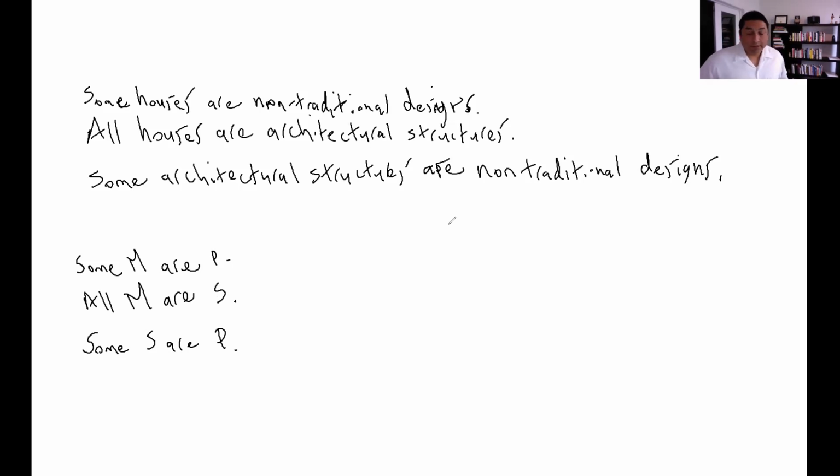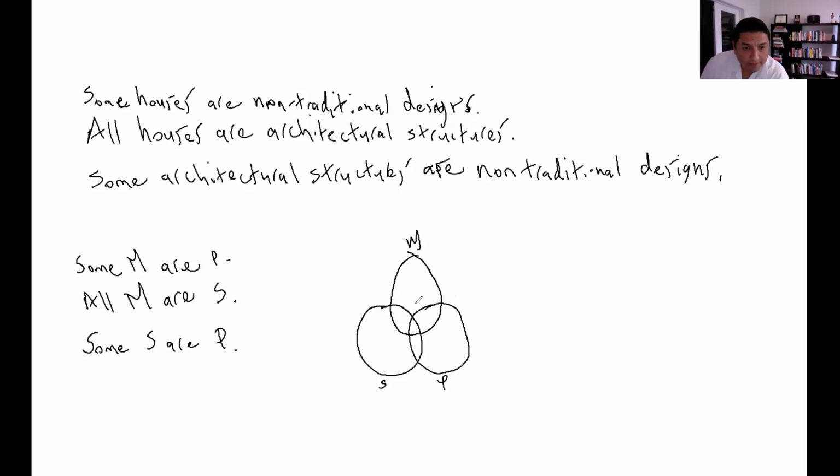And then what you would do is test for validity using a Venn diagram method. So I'm going to go ahead and go through that with you. Okay, so we have S, P, and M here. Let's take the first premise, some M are P. Remember, this is a case where you have the universal in the second premise, the minor.